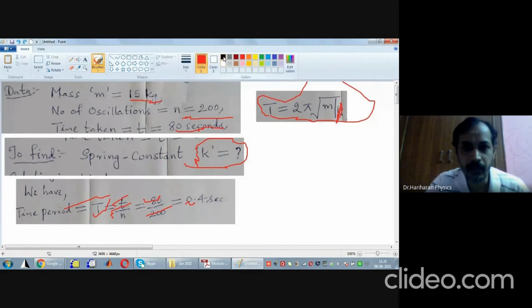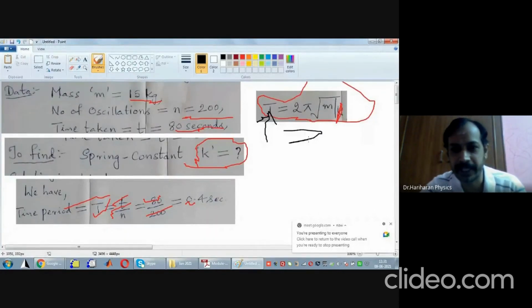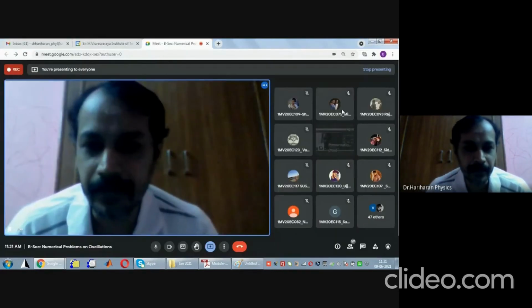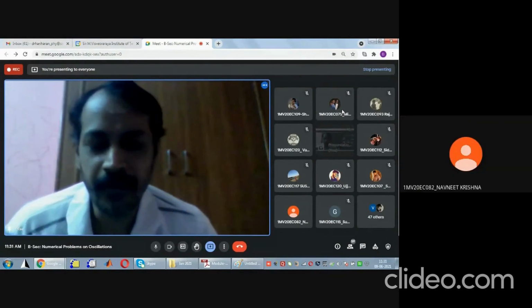Look here. Students will directly start plugging the value T equal to 0.4 here. They take the basic equation, which is correct, but they start plugging capital T equal to 0.4 here itself. But what you are supposed to find is K. K is somewhere hidden inside the root. Got my point? Yes, sir. What does that mean?